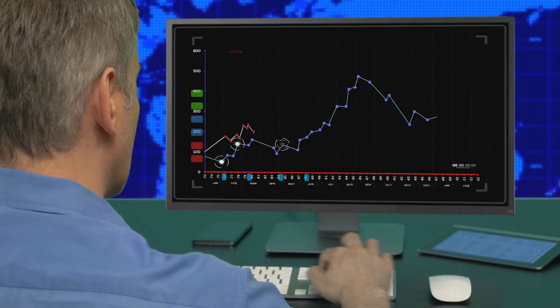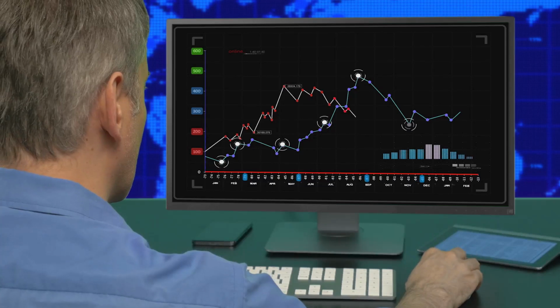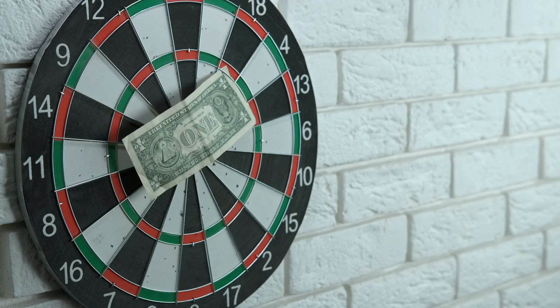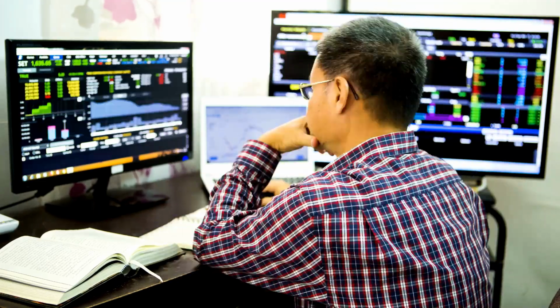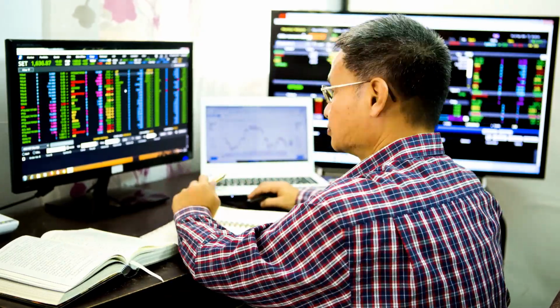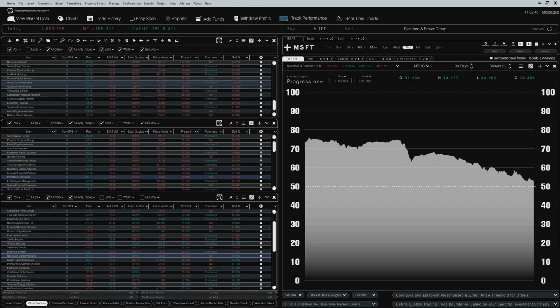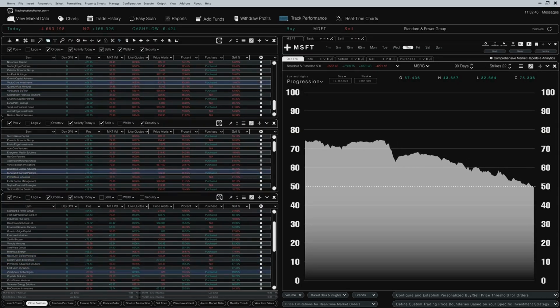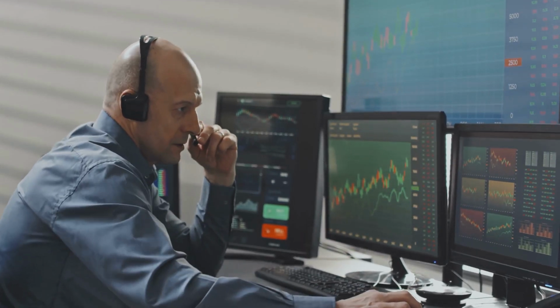Now comes the exciting part, picking individual stocks. But remember, we're not just throwing darts at a board, we're using our top-down analysis to guide our decisions. We've identified the overall market trend and the strongest sectors. Now, we're looking for the best companies within those sectors.